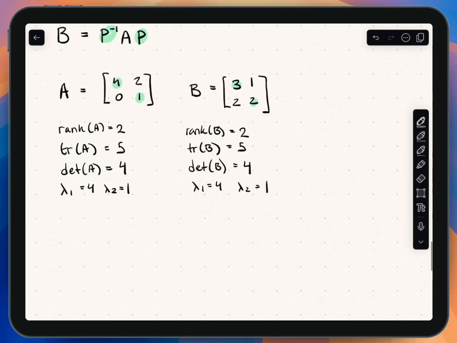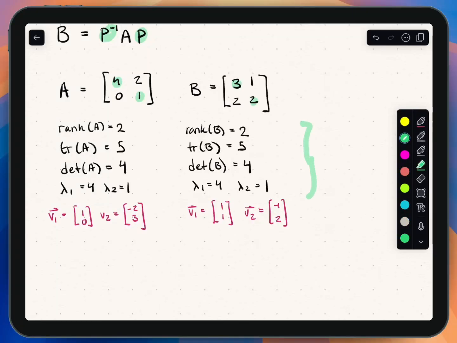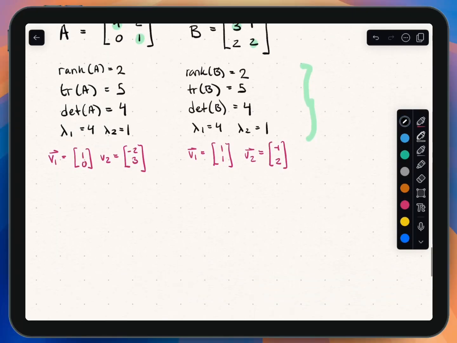However, if you solve for the eigenvectors, so this was the word of caution, the first eigenvector of A is going to be 1, 0, and the second one is going to be negative 2, 3, while for B, V1 is going to be 1, 1, and V2 is going to be negative 1, 2. So those are not the same. But if we look at all of these other properties, we can see that they are the same.